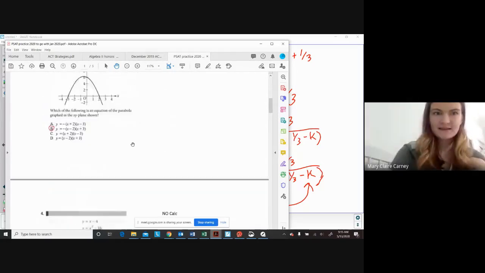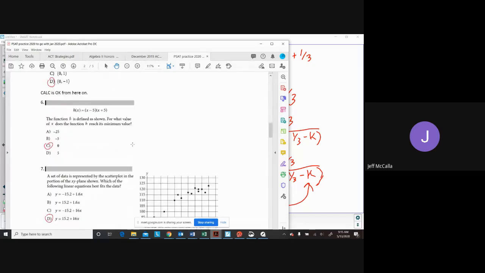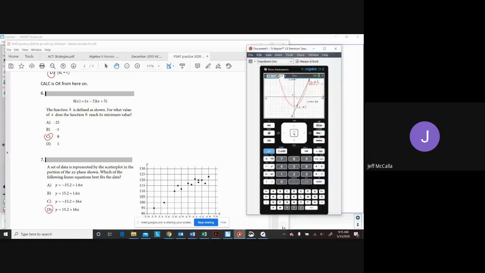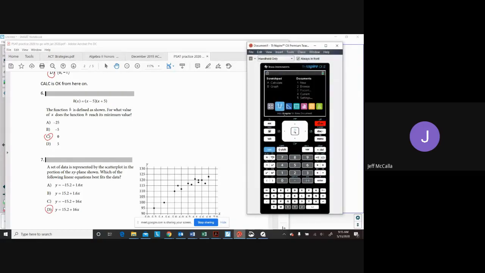Number 6. Okay. So this one, there's a bunch of different ways to do it. One way is to actually just graph it. So go to graph, type in x minus 5 times x plus 5, and graph it. And where does it reach its minimum value? I'm just going to change that value to like -25 or something. It's still not quite low enough. You can kind of look at it. So it looks like it's right down there.